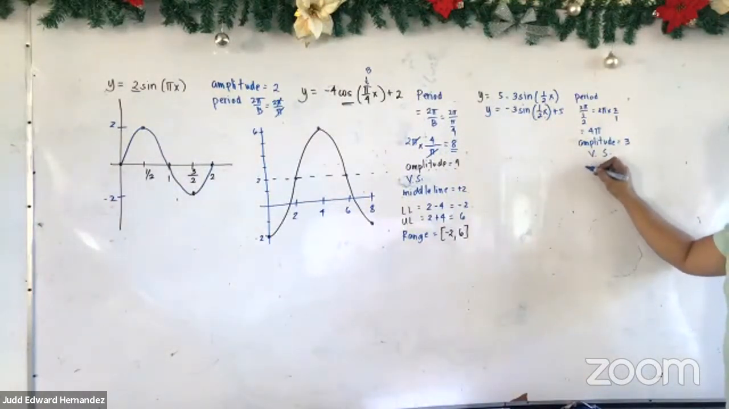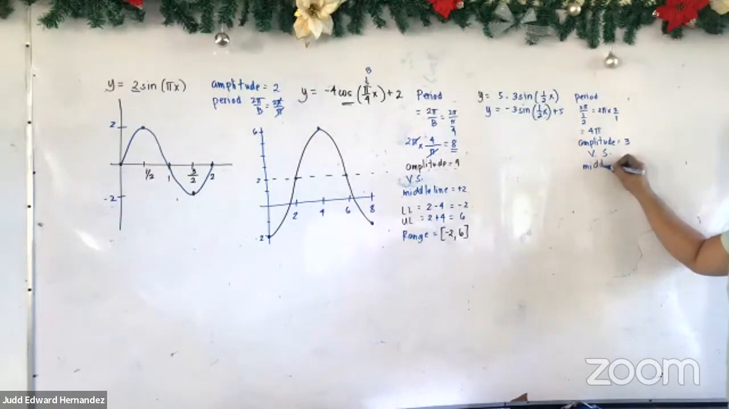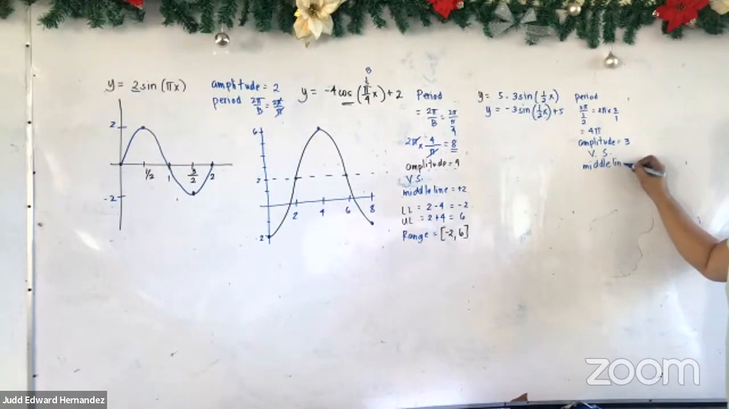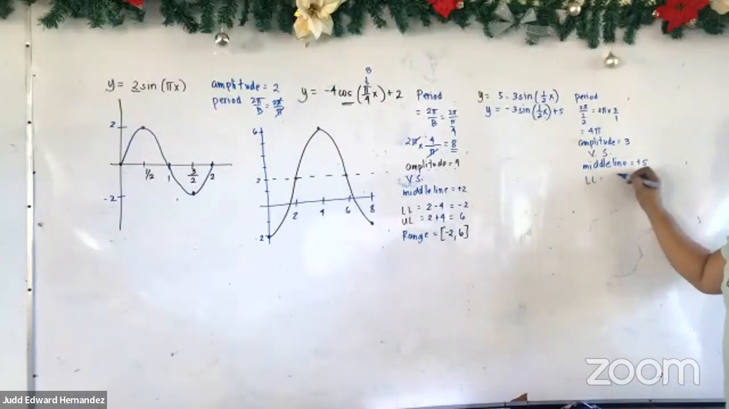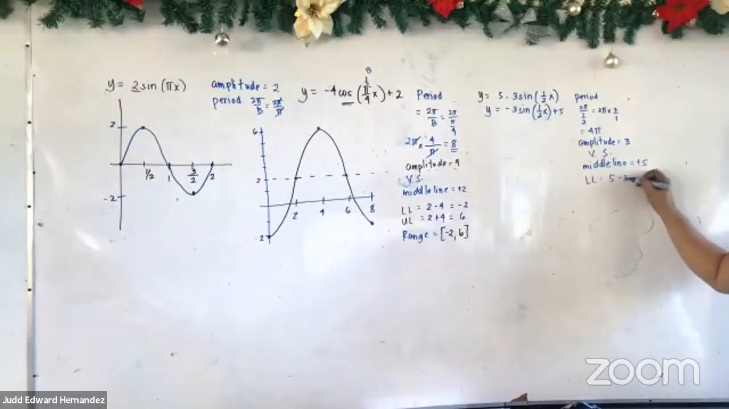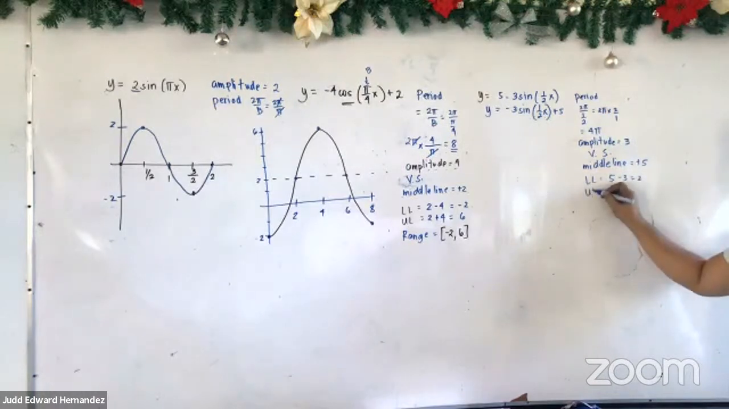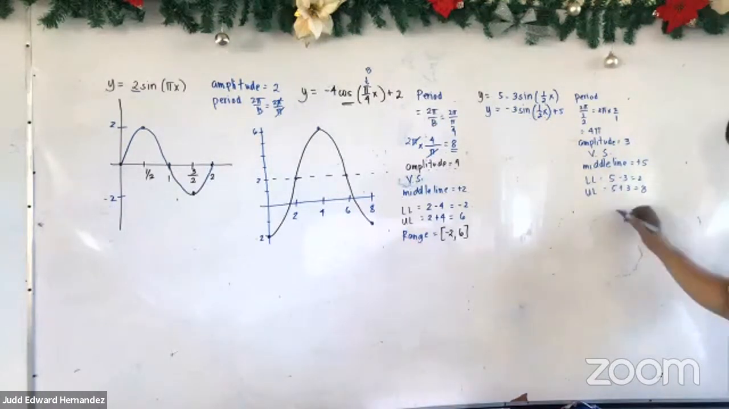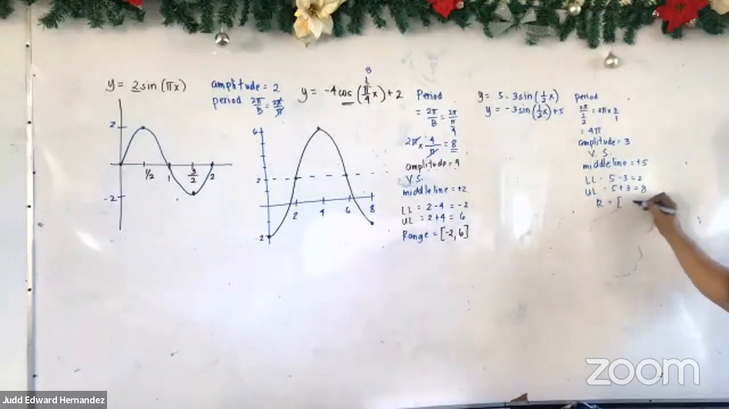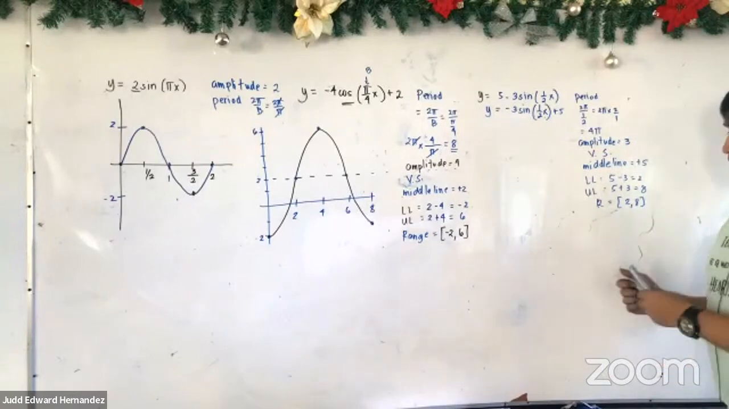For the middle line, unahin natin sa middle line. Therefore, our middle line is positive 5. And our lower limit will now be having 5 minus 3. Therefore, that is 2. Our upper limit would be 5 plus 3. Therefore, that is 8. Therefore, our range now would be from positive 2 to 8. Okay, so graph na po natin siya.